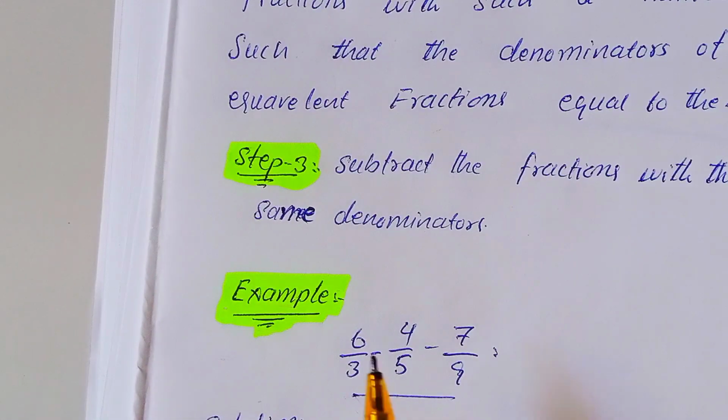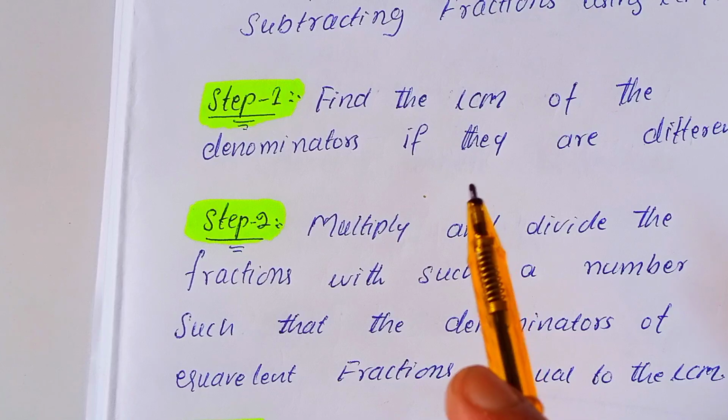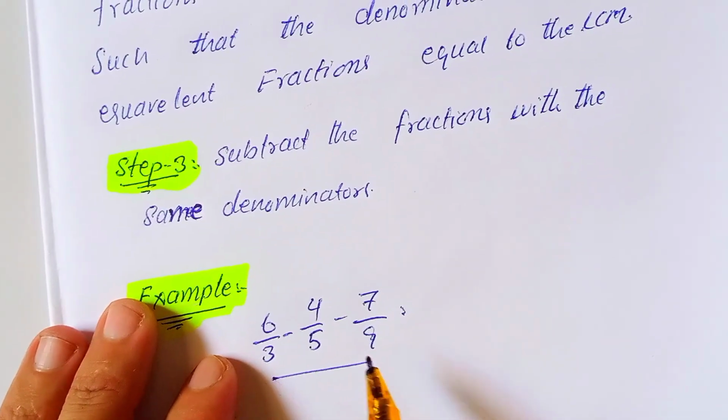For example, 6 over 3 minus 4 over 5 minus 7 over 9. So here we see that there are 3 fractions and the denominator of each fraction is different from the other one. So in this case, we will subtract these fractions using the LCM method. According to this rule, first of all, we have to find the LCM of the denominators as they are different. So we will find the LCM of the denominators.